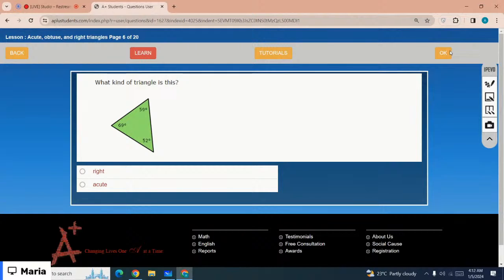Yes, that is the acute angle because all the angles are less than 90 degrees. So, that is the acute angle.